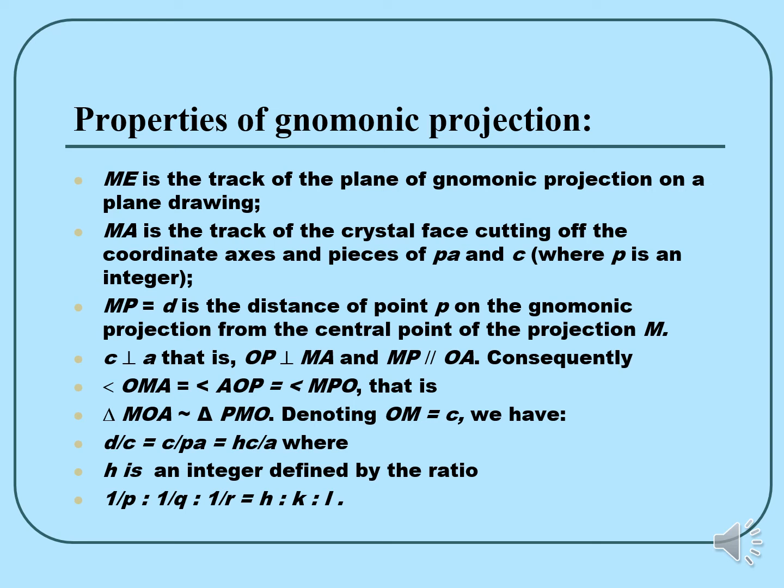The last equation shows that the coordinate of the point representing the crystal face on the gnomonic projection is directly proportional to the Miller indices of the face. This permits us to define the character of the faces on the gnomonic projection, and the principle of construction of the gnomonic projection is shown on the last illustration.